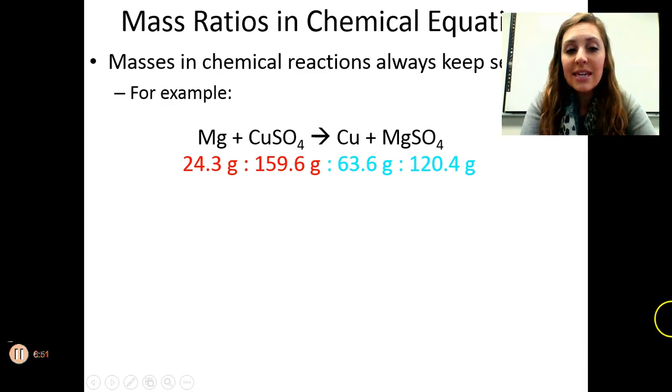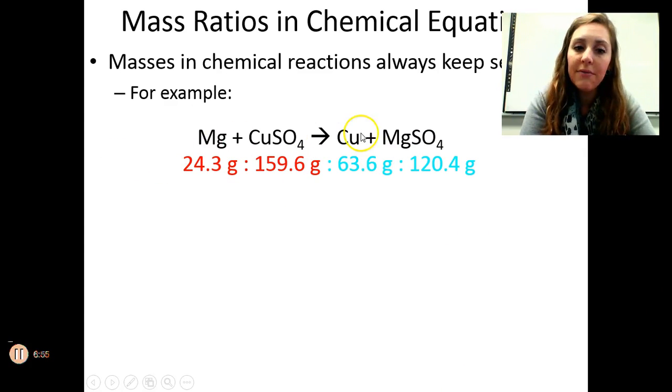Now, I got these from the molar masses. I got these from the periodic table because I have a balanced chemical equation, and we'll go over balanced chemical equations later in the course. But I know that for every 24.3 grams of magnesium, I need 159.6 grams of copper(II) sulfate. Or if I use up 24.3 grams of magnesium, the max of copper I can make is 63.6 grams, etc.